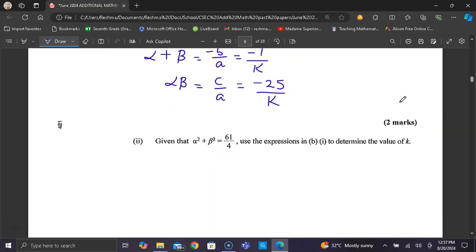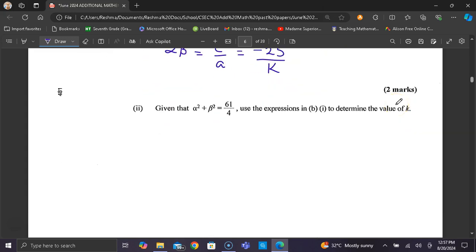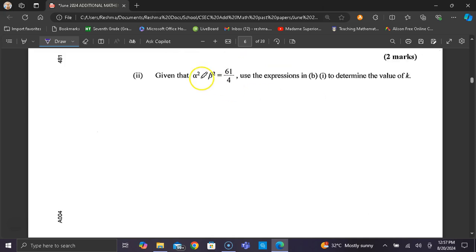So let's go on to part 2. Given that alpha squared plus beta squared is equal to 61 over 4, use the expressions in Part B, Part 1 to determine the value of k. Okay, and this is with 4 marks. Now, alpha squared plus beta squared. Alright, so that looks familiar. So let's recall, and instead of a and b, I'm going to use alpha and beta.